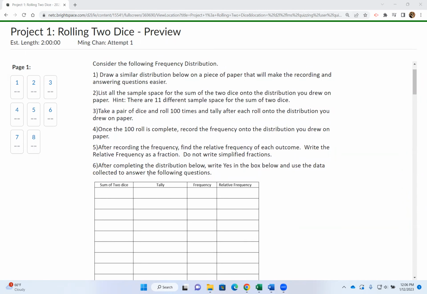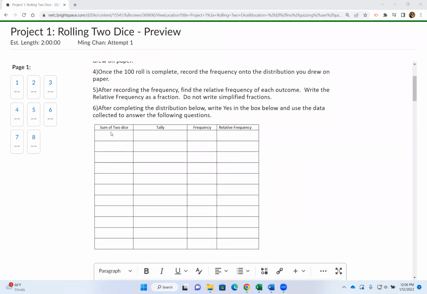Okay. And once you draw it, this is where you're going to start making your recording and answer the question. All right, list all the sample space for the sum of two dice onto the distribution you drew on the paper. So sum of two dice. The very first sum of two dice should be 2, right? And if you roll a 6 and a 6, then the last sum of two dice should be a 12. So the sum of two dice should be from 2 to 12.